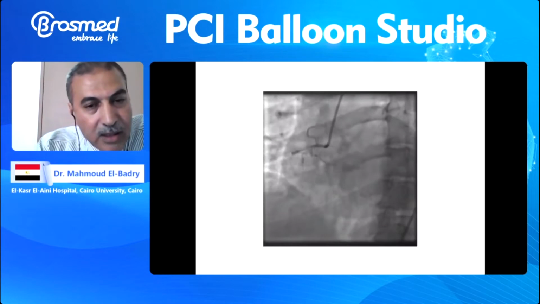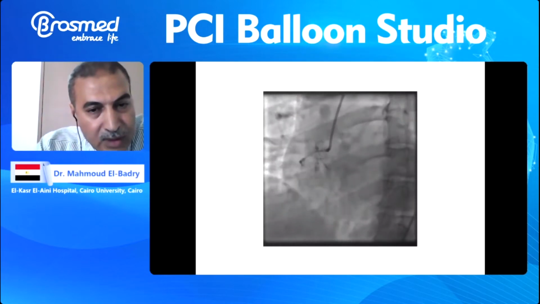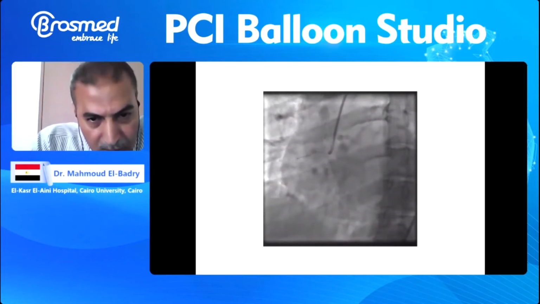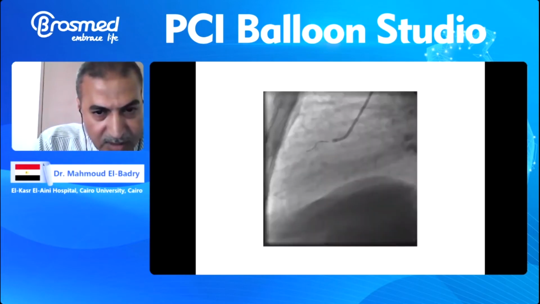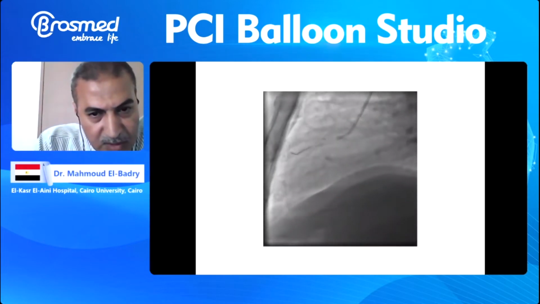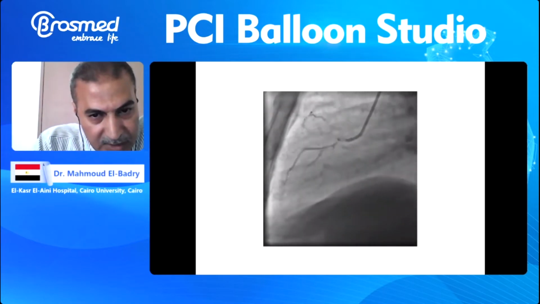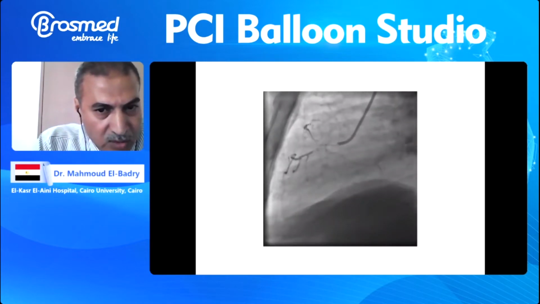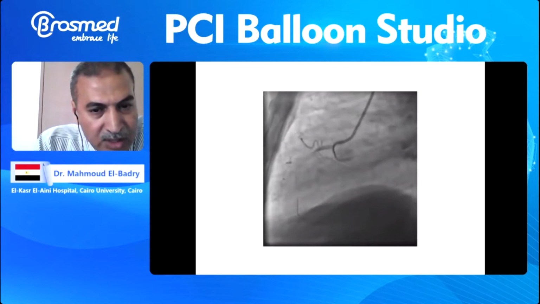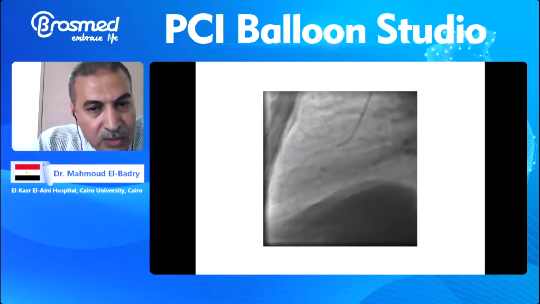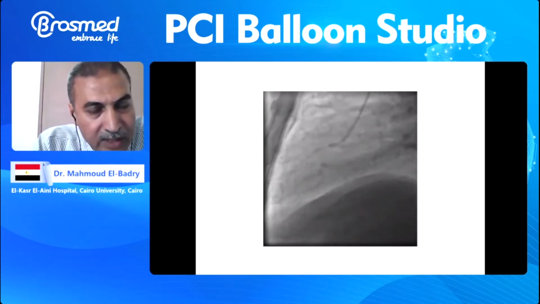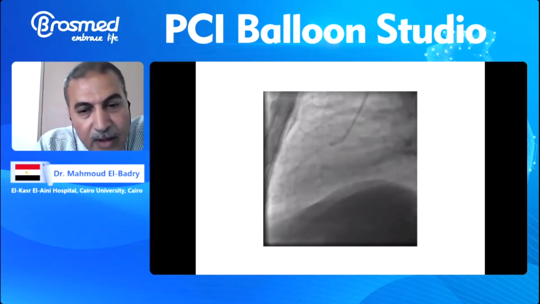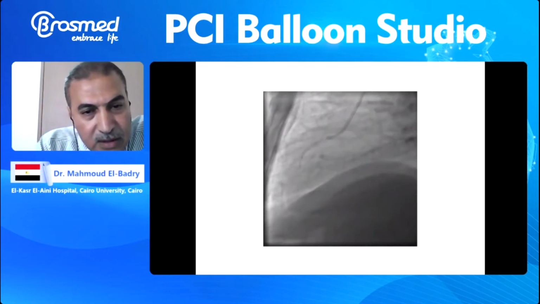At this time I thought about the use of the anchoring wire in this branch, and another wire to cross, but I tried manipulation and then finally crossed with the support of the 1.25 balloon, 1 by 12, and then started redilatation.